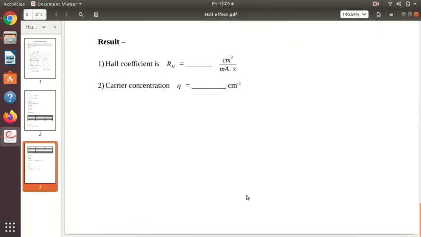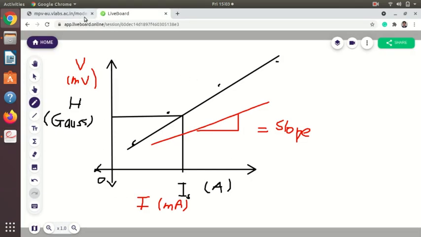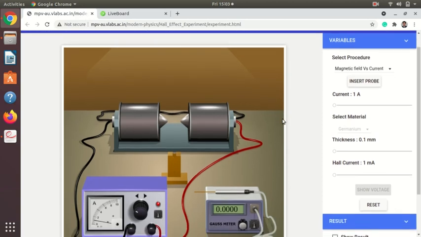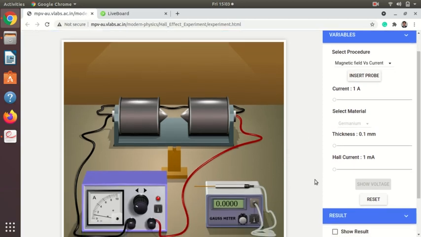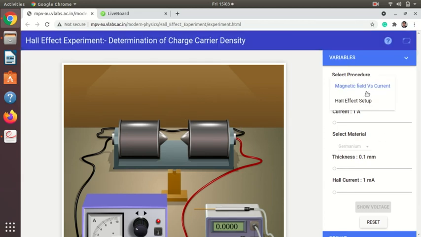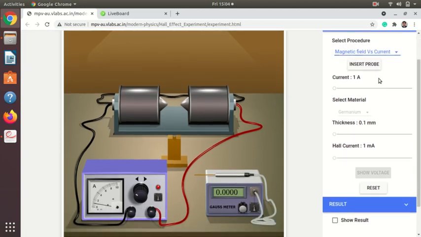Okay, so now we will actually move towards the experiment. So this is the setup, and you can also open this from the mobile. I will quickly show after this experiment how it looks on the mobile. Now you can go here. First of all, we have to select the process or procedure. For the first part, we have to select magnetic field versus current, and then we have to insert the probe. Unless you insert the probe, we cannot perform the experiment.